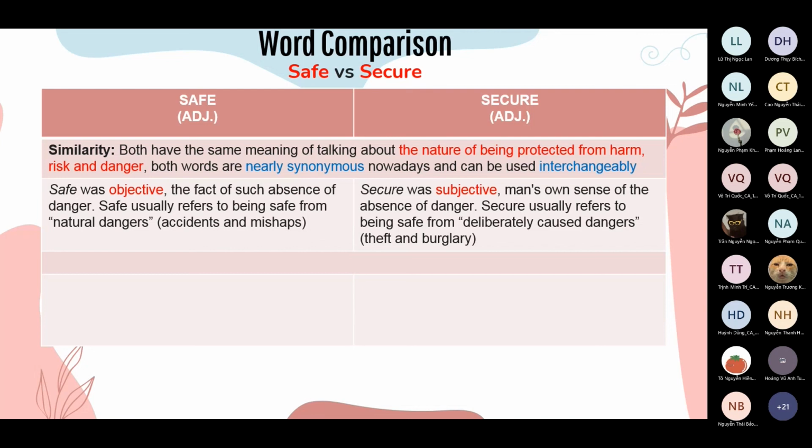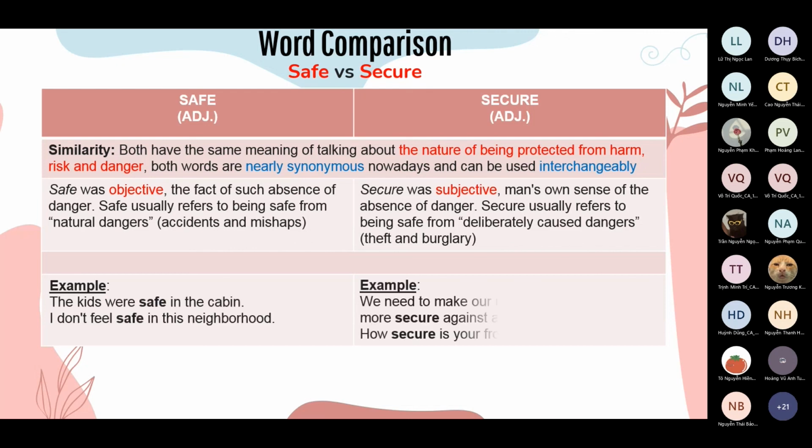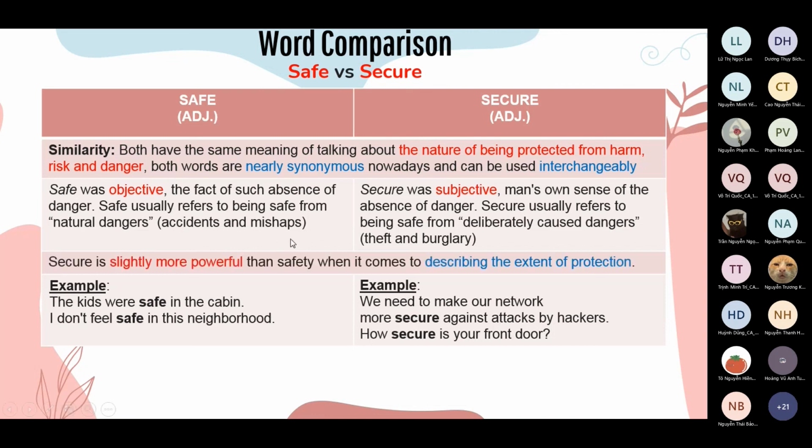As you can see in the examples down here, the kids were safe in the cabin. And we need to make our network more secure against attack by hackers. Another small difference here is that secure is about intensity. Secure is more powerful than safe when it comes to describing the extent of protection.